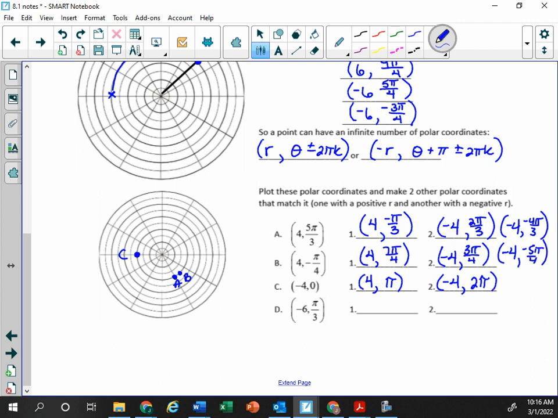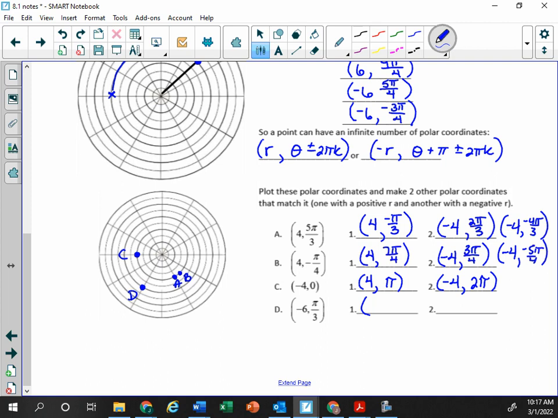Okay. All right, negative 6, pi over 3. So we're out another 2 rings here. And then I'm starting left, so pi over 3 puts me down here. There's point D. Did you guys do okay plotting them? For the most part? Okay.